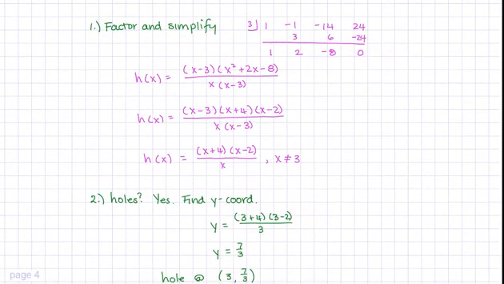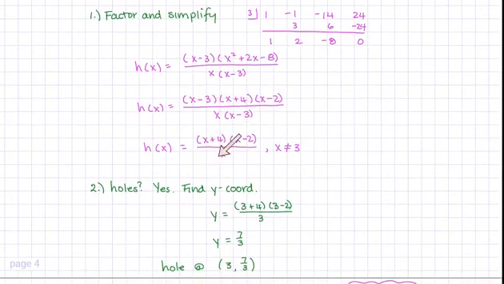And the answer is yes. Because we had a common factor of x minus 3 cancel out, we have a hole at x equals 3. So notice I took the simplified form and I let all these x's equal 3 and just worked it out. That's my y-coordinate. So now I have a hole at the coordinates 3, 7/3. It wasn't too bad. Okay, so steps 1 and 2, that's done.